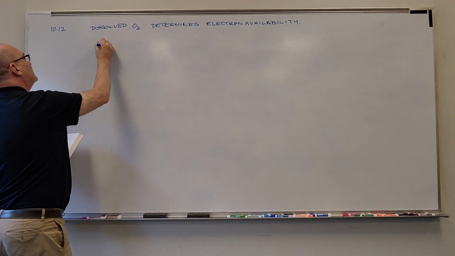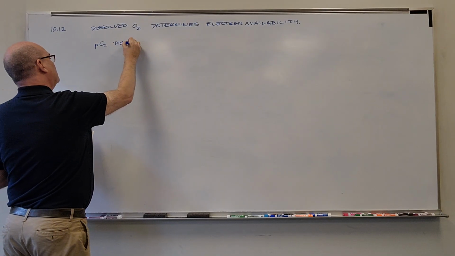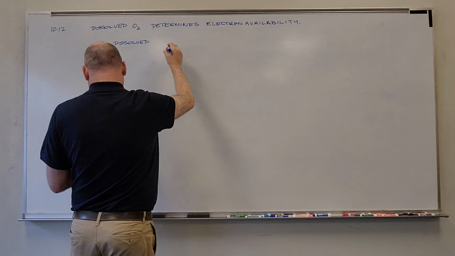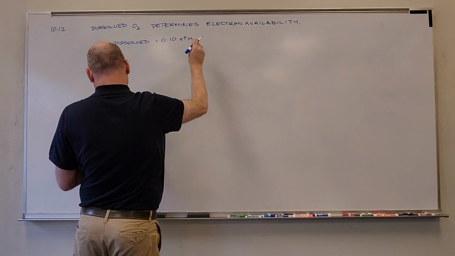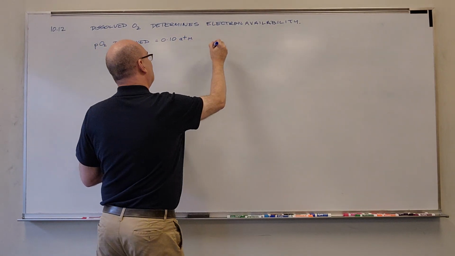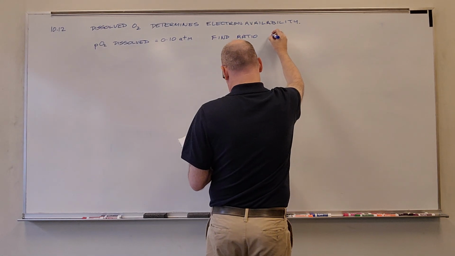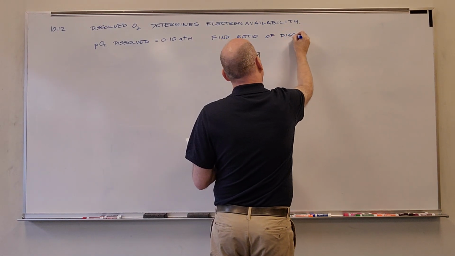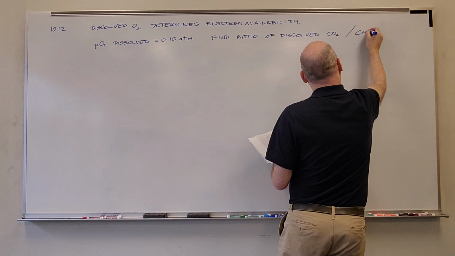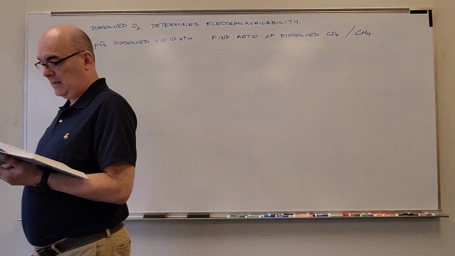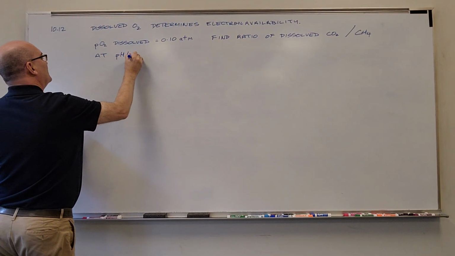If the partial pressure of dissolved oxygen is some number of atmospheres, find the ratio of dissolved carbon dioxide to the amount of dissolved methane at a specific pH, pH 4.